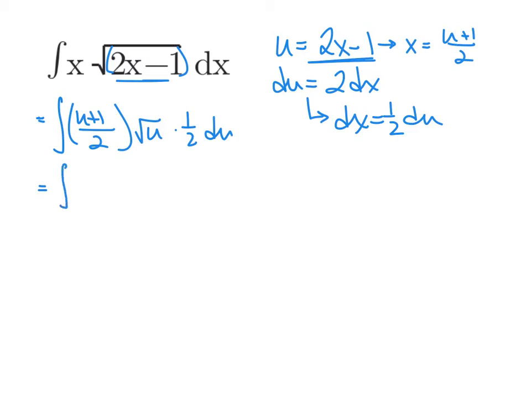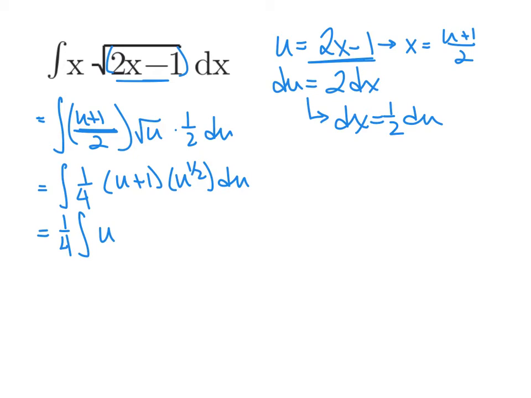When we simplify what's going on here, I'm dividing this by 2, so that's the same as multiplying by a half, and that half times the other half would be 1/4. We'd have u plus 1, and square root of u is u to the 1/2. Like before, we can take that 1/4 and pull it out of the integral. And I can also distribute that u to the 1/2 inside. So we'll have u to the 3/2 plus u to the 1/2 du.